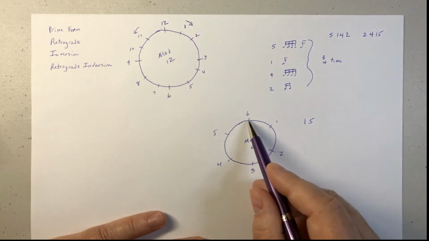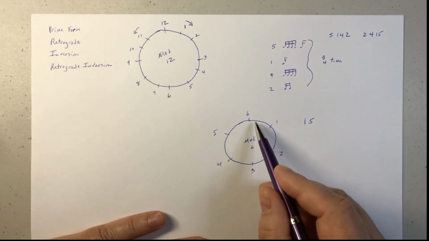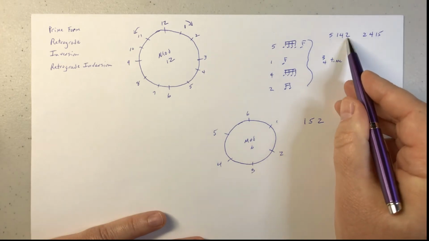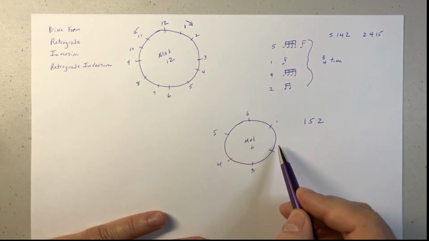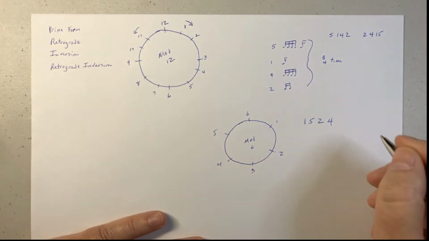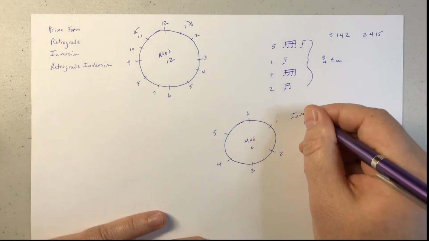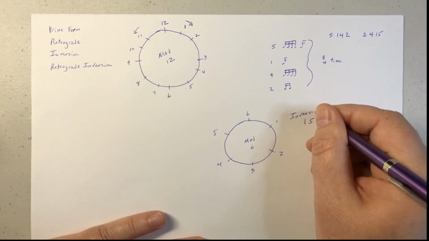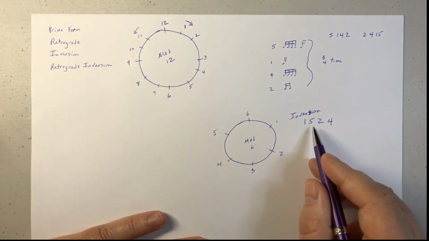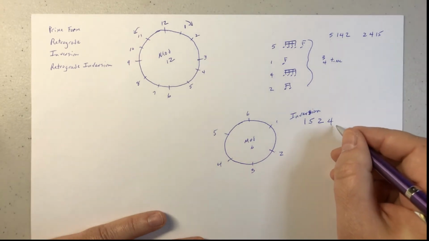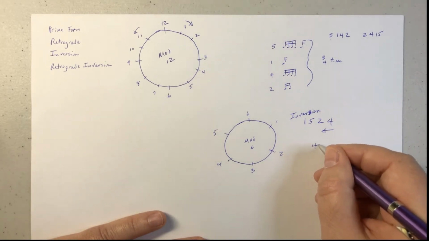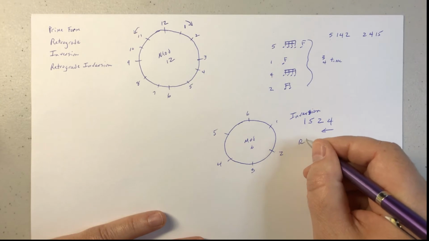The inversion of 4, which is 2 positions counterclockwise, would be 2 positions clockwise. And the inversion of 2, which is 2 positions clockwise, is going to be 2 positions counterclockwise. So this is going to be the rhythmic grouping for the inversion. And of course the retrograde inversion would be the opposite of that, read from right to left, which is 4, 2, 5, 1.